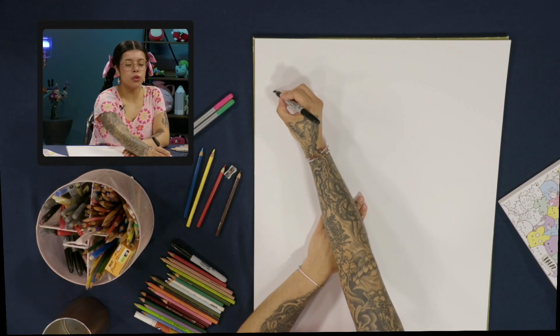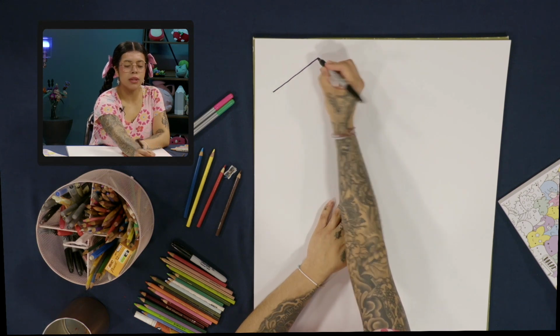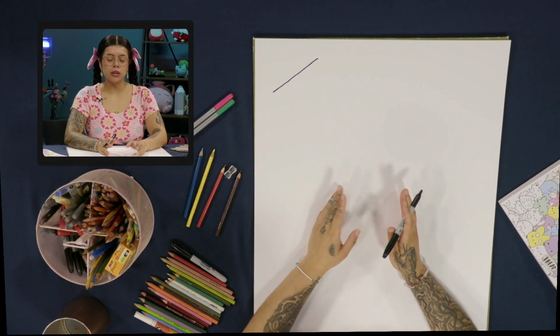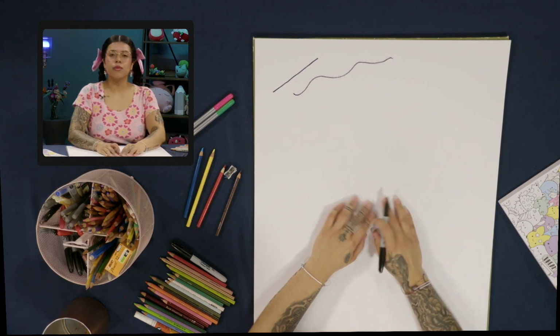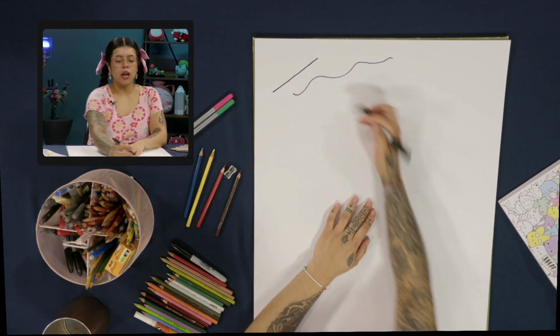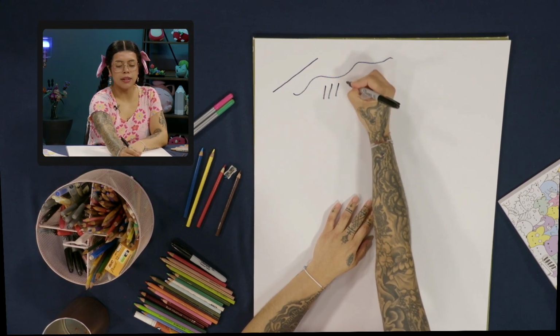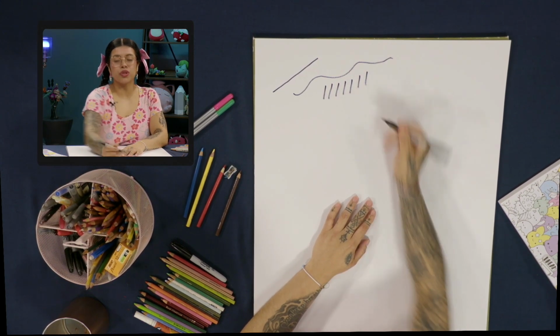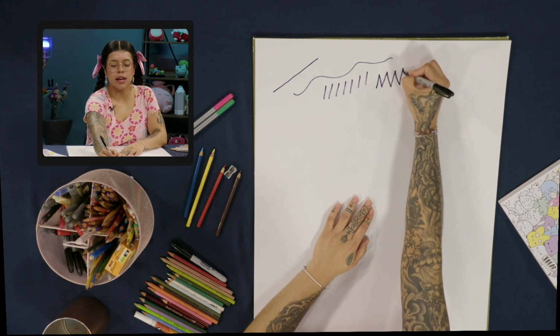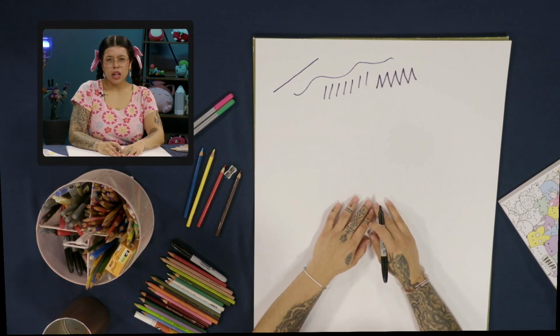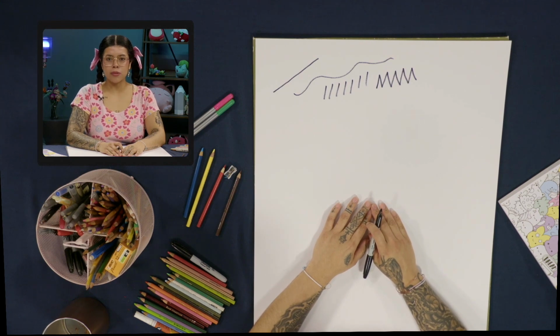If we have a smooth, straight line, maybe that gives us the idea of stability. If we have a flowing line, that might make us think of calmness or serenity. If we have lots of little jagged lines, that might indicate some sort of tension. We can also make sharp lines, kind of like the zigzag. That might represent anger or a very heightened state of emotion.